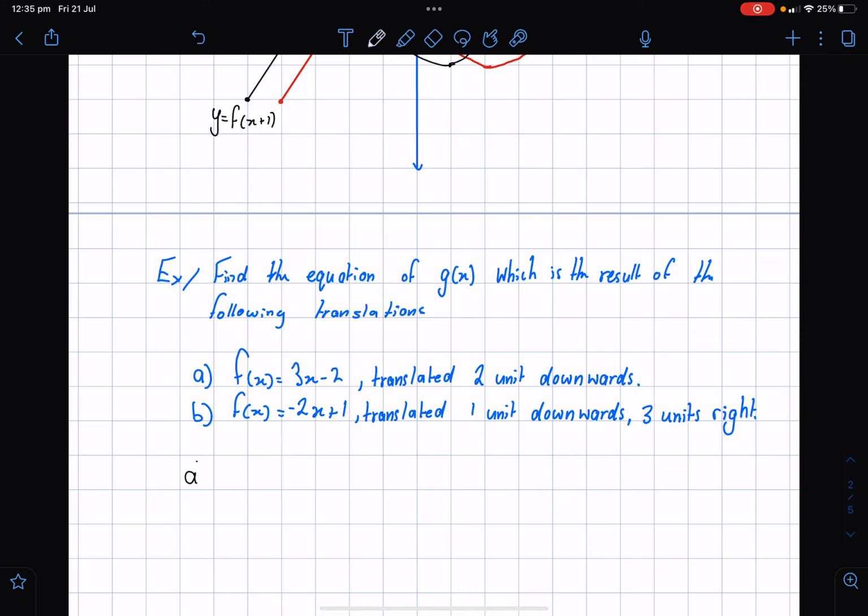So what I like to do is write g of x in terms of f of x first. Now, because it's a vertical translation, I know it's outside my function and it's downwards, so it's minus 2. So all that I do is now write f of x itself, 3x take 2, and I've still got minus 2. So this becomes 3x minus 4. So that is my new function, g of x.